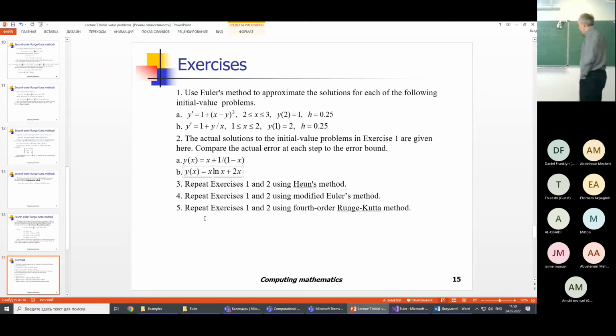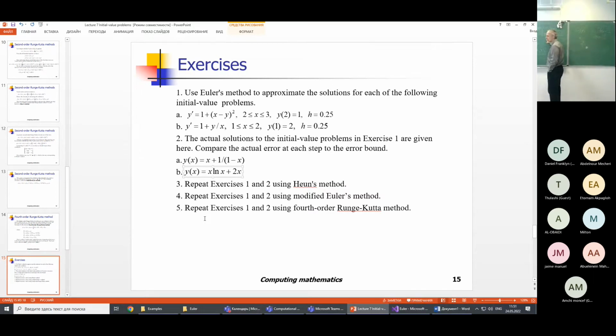So the value of the function at the point 1 is 2. Exactly 2. Value at the initial point is the same. And this will be true for any initial value problem. That the initial point must be the same.